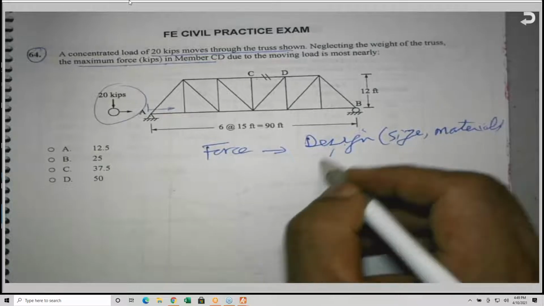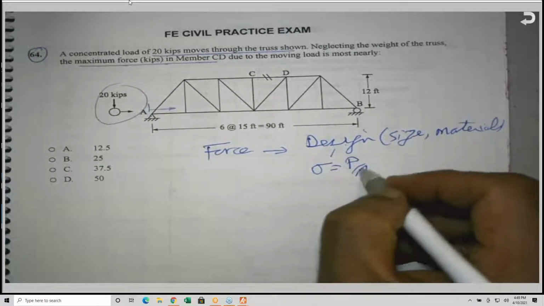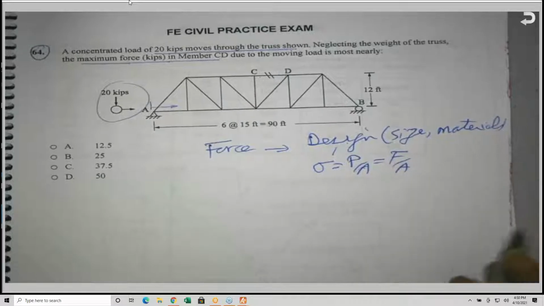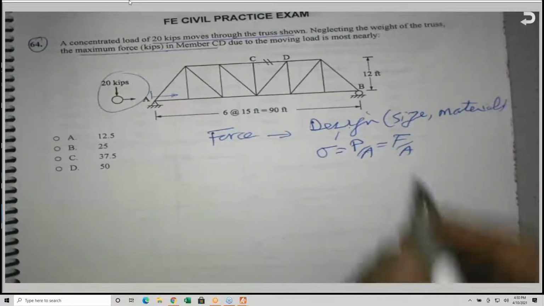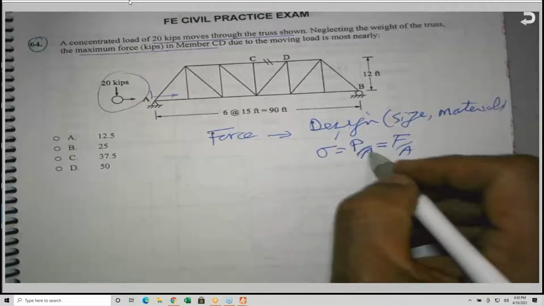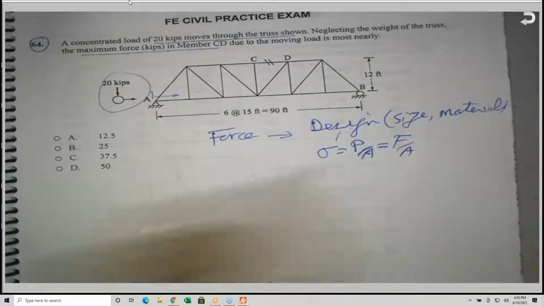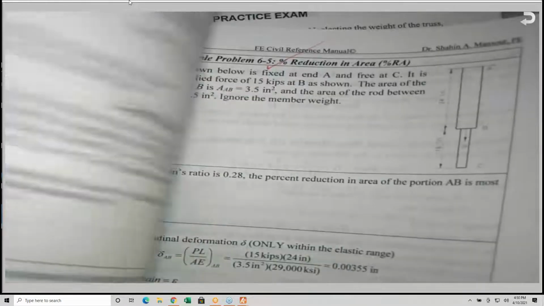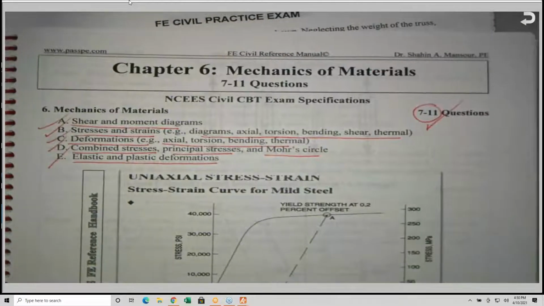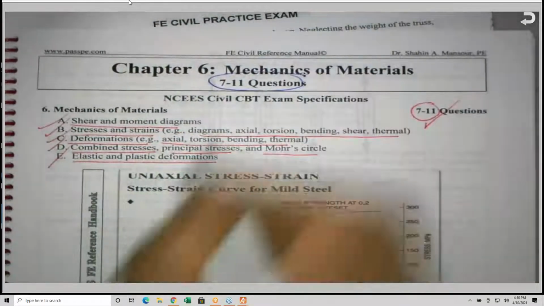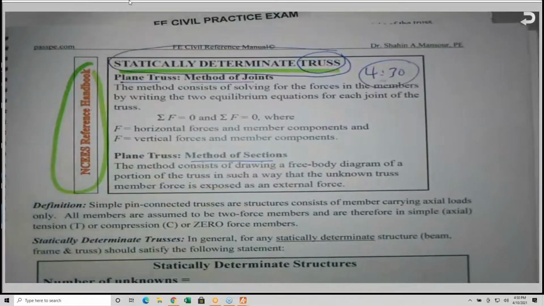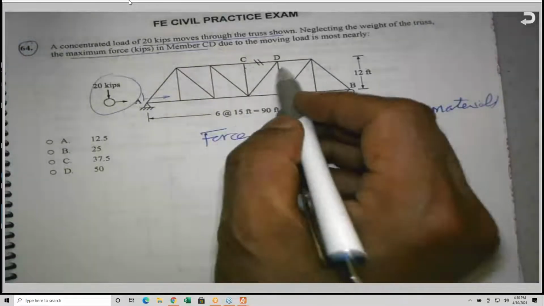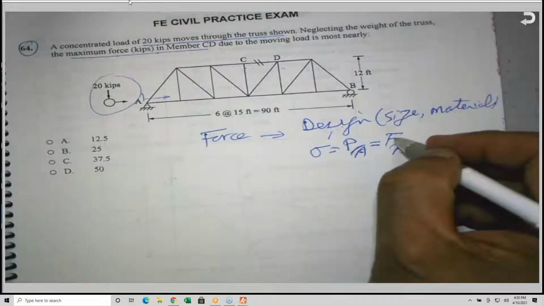Because we are going to see, for example, sigma is equal to P over A, or F over A in structure and mechanics of materials. In the FE, they call it mechanics of materials, which is a following chapter. I sent it to some of you, by the way. Mechanics of materials is a huge chapter. It's coming after that, and we are going to see all these fancy equations. Also a large number of questions, and we are going to talk about this. So in order to design this member CD, I need to get the force in the member CD.